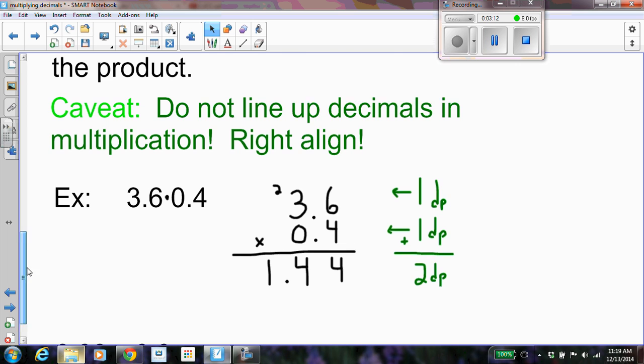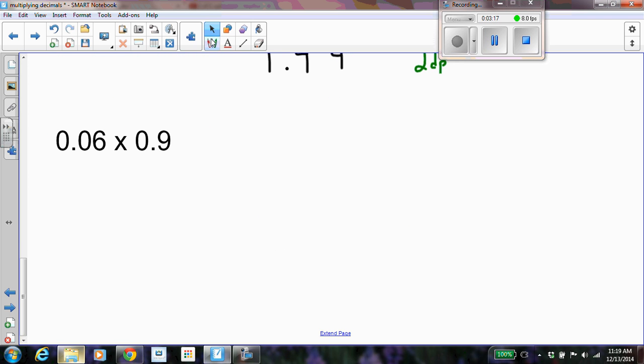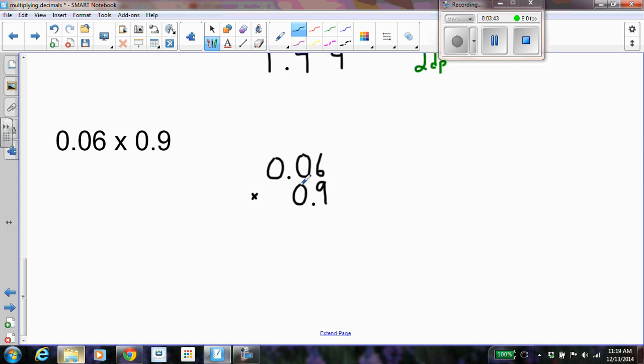Okay, now here's another one that I want to do. This is one that I'm doing because I do want you to see that sometimes in the product we will have to annex a 0. So I have 0 and 6/100, and I'm multiplying it by 9/10. I'm right aligning. Do you see? I didn't even put the decimal yet, but I right aligned. I wanted to put that 9 there. So I am still neat and ordered.